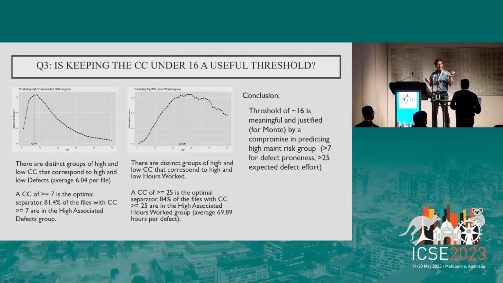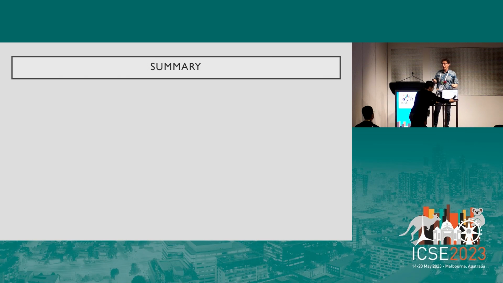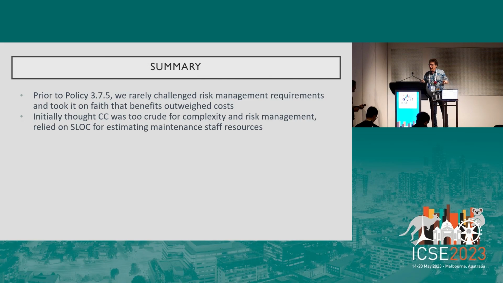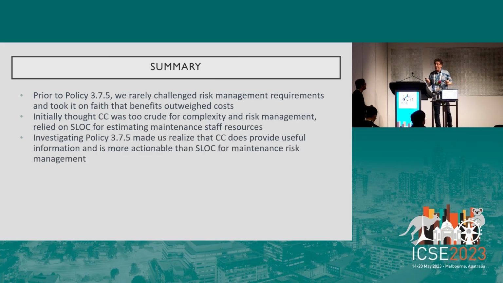controlling defect proneness and controlling the amount of effort required to repair those defects. So to summarize, this policy was just a policy, and it was accepted initially on faith. It seemed like this couldn't possibly work. It was very crude, just this arbitrary number, but it turns out that it actually is a really prudent number.